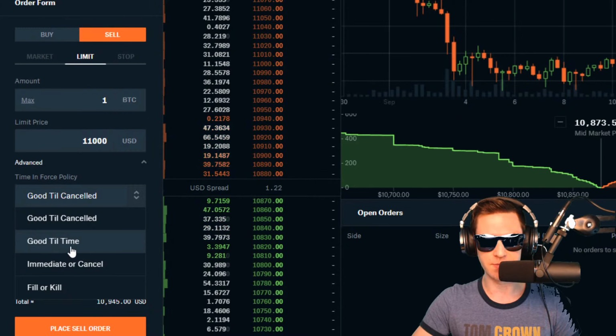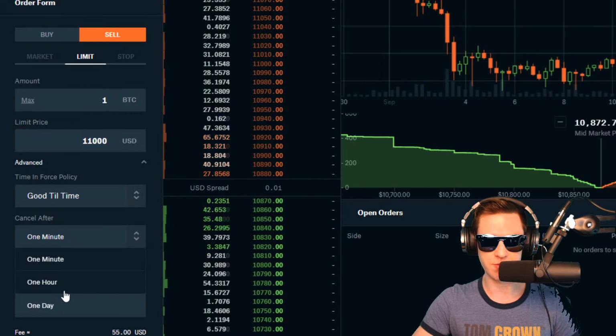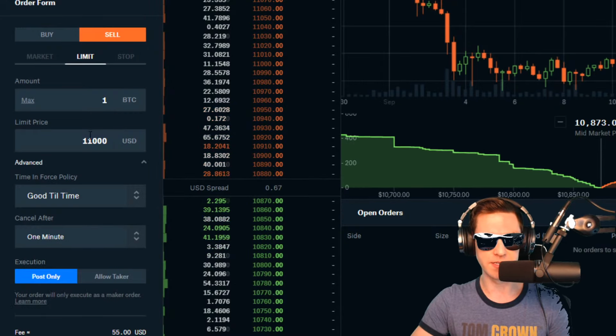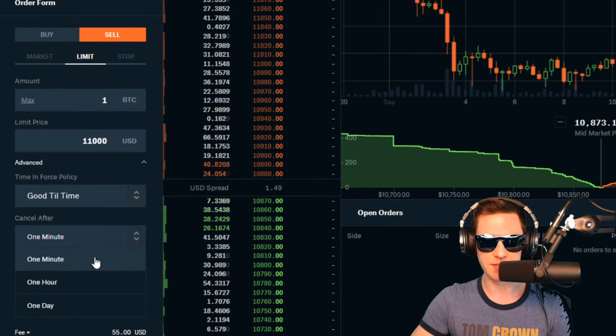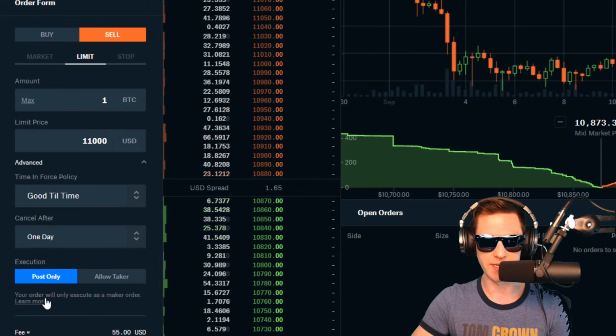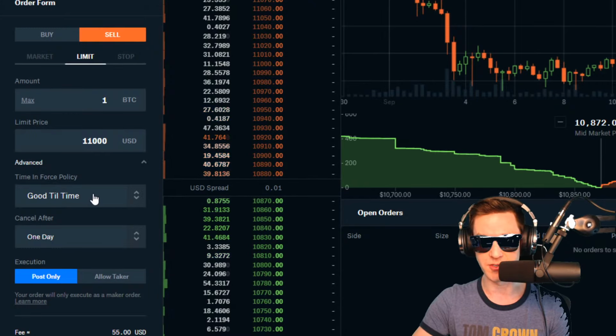Good till time. If you select this, then you get to have another drop down box where you can select, okay, I want to sell 1 Bitcoin at 11,000, but I only want to do that order, let's say for 1 day. So tomorrow or in 24 hours, if I have this order set and it hasn't filled, it will cancel. It will eliminate it. There's certainly some use to this. I have never really personally used this.